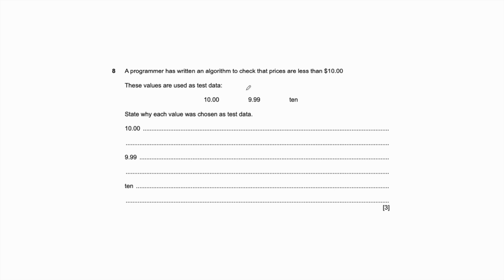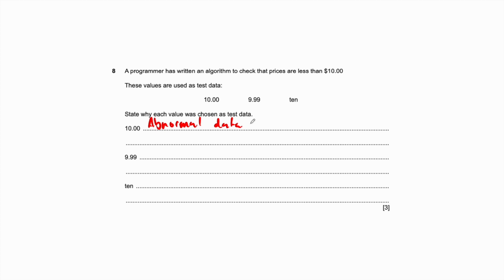So in the case of 10, right, we want to make sure that prices are less than 10. So you could argue that this is boundary data. You could say something like this price shouldn't be accepted. The best answer here is actually abnormal data, because it falls outside of the expected range. It's not erroneous, it's not the wrong type of data, but it falls outside of the range that we're expecting. So I would say abnormal data.